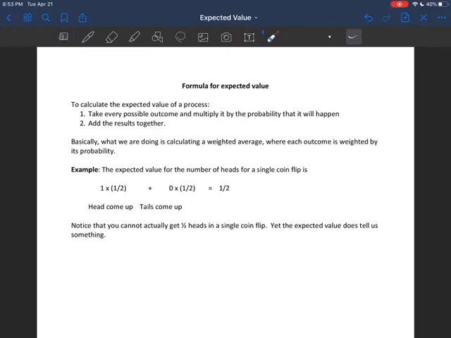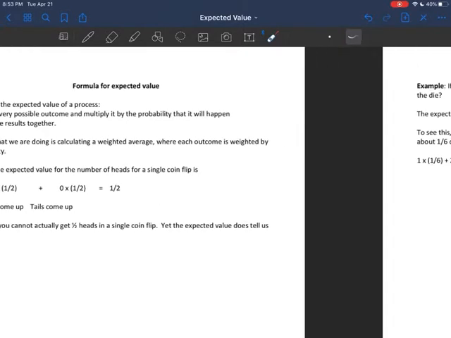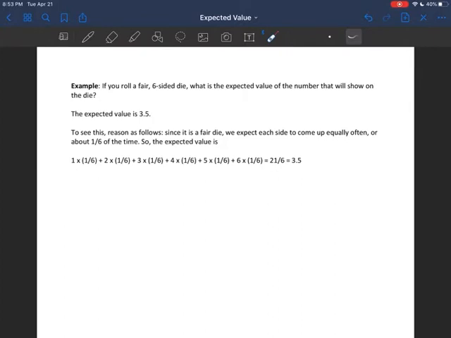Now, of course, you recognize that you can't actually toss 1/2 a head, but somehow this gives us an idea of something. It tells us something. That 1/2 sits between the 1 and the 0, and where it sits tells you what you expect to happen in the long run if you repeat this a bunch of times.